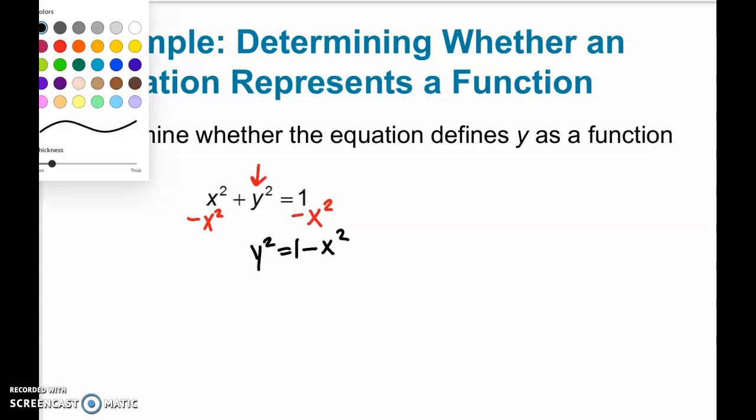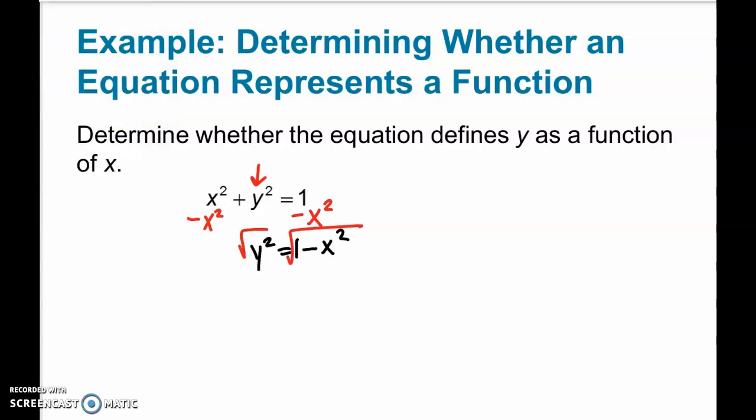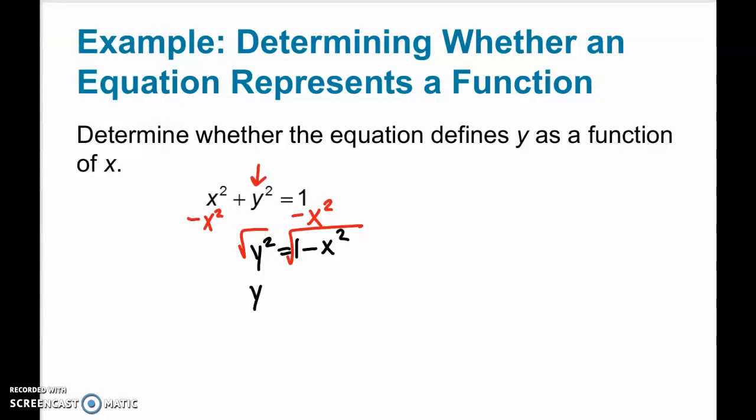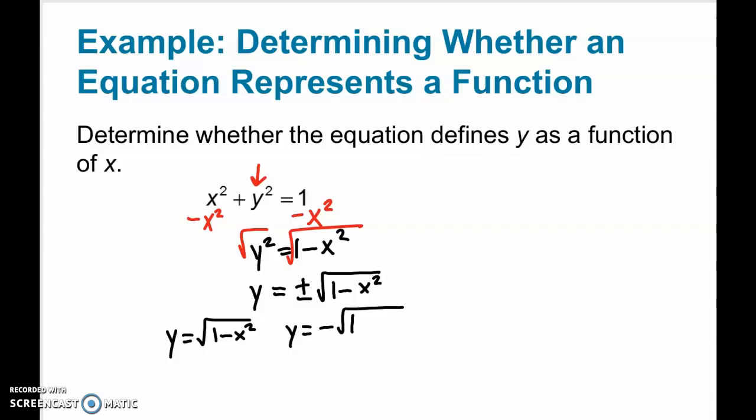Now, how do I get y by itself? This is not y by itself. This is y squared. I have to do what's called taking the square root of both sides. And when I take the square root, on the left side I'll have y, and on the right side I'll have plus or minus the square root of 1 minus x squared. So I have y equals the positive square root of 1 minus x squared, and I'll also have y equals the negative square root of 1 minus x squared. So because of the plus or minus sign, it shows that for one value of x, there are two values of y.